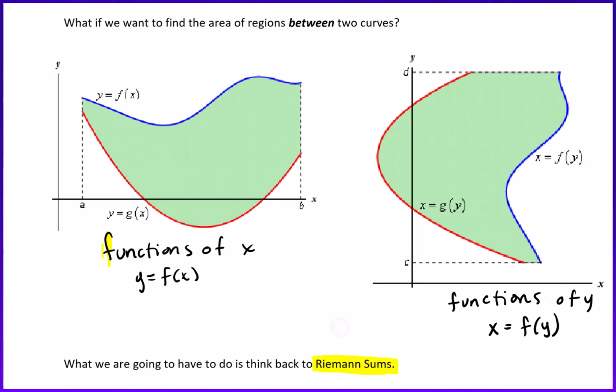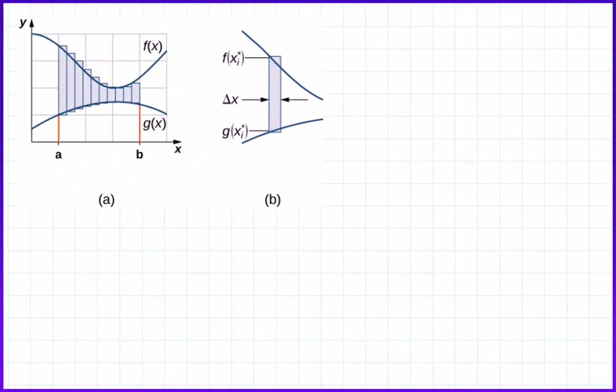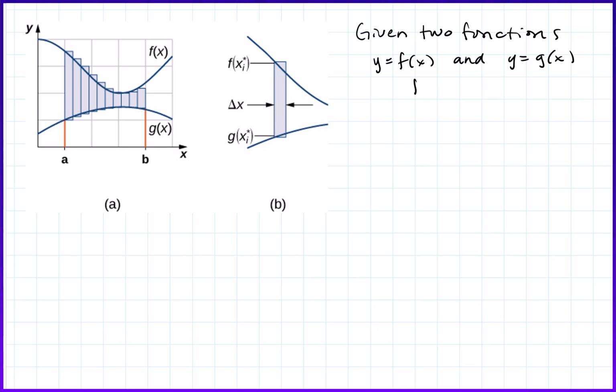In this first video, I want to go through the Riemann sum real quickly so you'll see where it comes from and do one quick example. So here we go. Let's start off with two given functions, and for our purposes here, we will have them be functions of x. So given two functions, y equals f of x and y equals g of x, where, to match the drawing, f of x is greater than or equal to g of x on an interval from a to b. That's exactly the picture that we have right there.